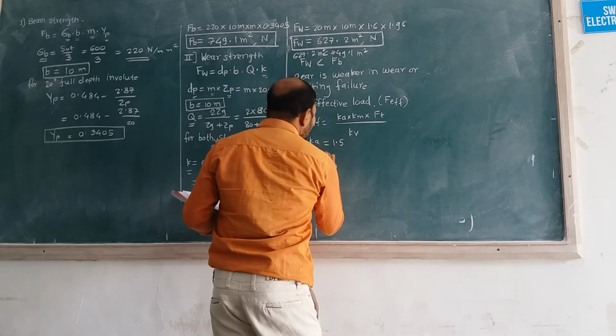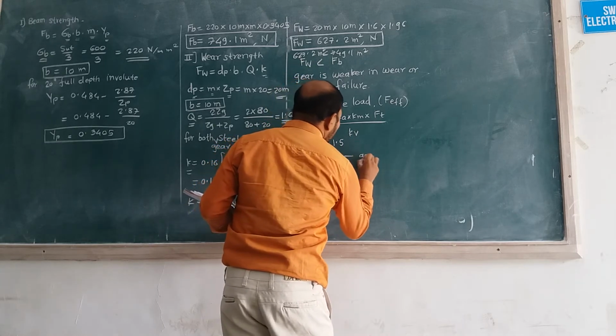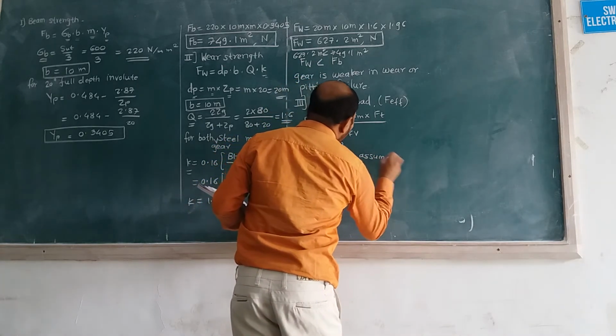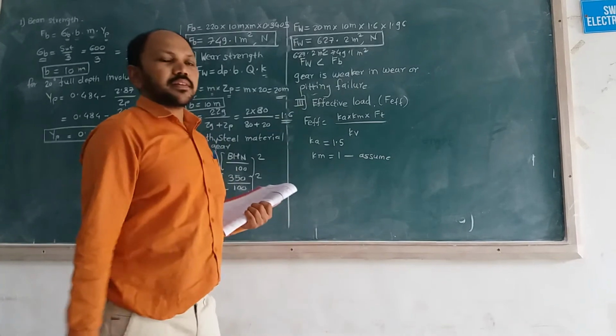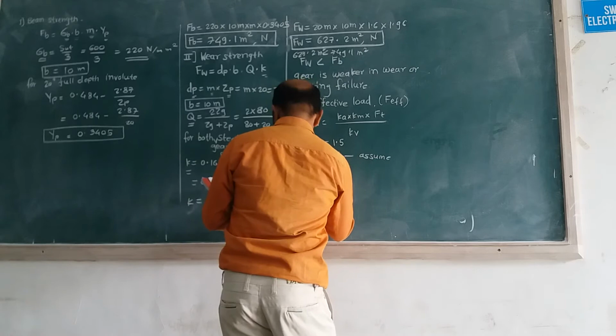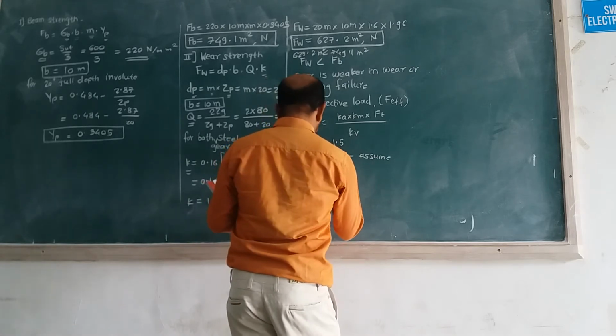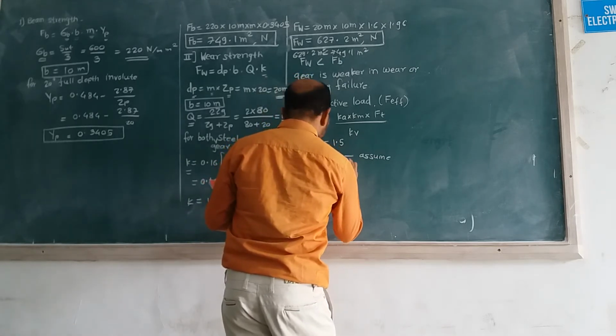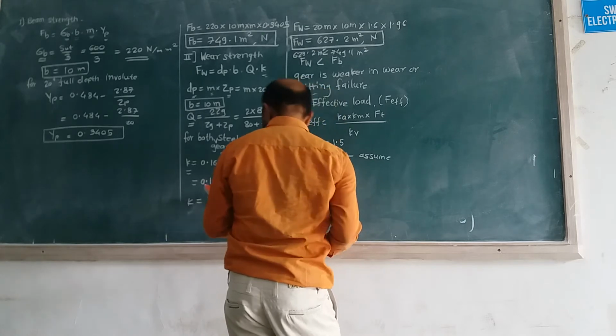Km is not given, so we assume 1. If Km value is not given, then assume Km is equal to 1. There is no distribution factor. And Ft is not given, so we calculate Ft by using power upon pitch line velocity.